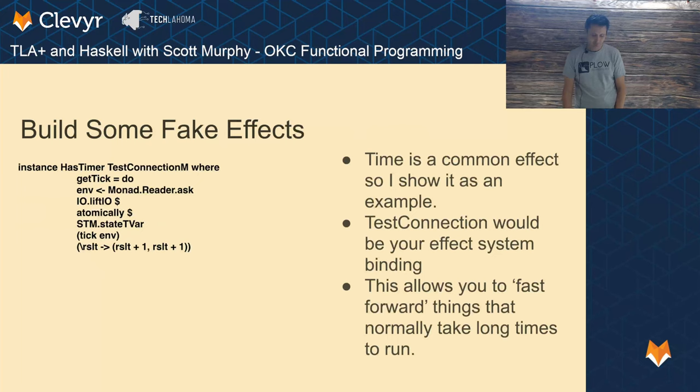Okay, I've been talking about fake effects. What does a fake effect look like? Here's an example of one. I'm going to write an instance for my type class HasTimer. HasTimer has one method, which is getTick. It's really fun doing this because nobody calls these things methods, it's normally just called a function. This is an example of one. In my example, I'm just grabbing from a set of variables that are part of my test framework. I'm going to grab the value that represents time, and I'm incrementing that time value. So that's all I'm doing. And this was an example of something that you would do on the test side as a fake effect.